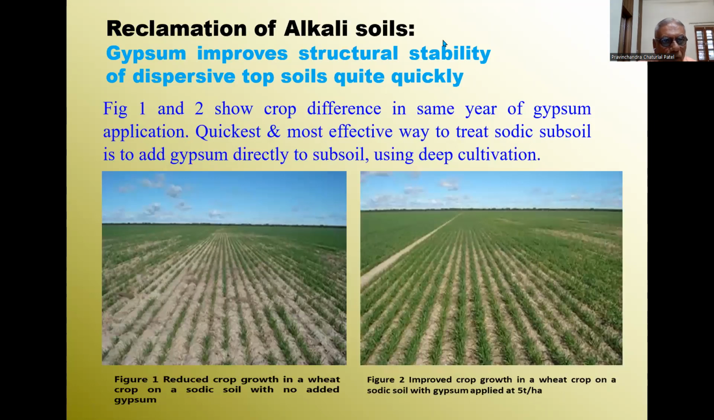Then reclamation of the sodic soil: gypsum improves the structure stability of dispersed soil quite quickly. Figure 1 shows that on the right side there is an application of 5 tons of gypsum, so you can see the growth of the wheat crop. Here the gypsum is not applied, so you can see the white crust and poor growth of the wheat crop, whereas on the right side, the better growth of the wheat crop is due to the application of 5 tons of gypsum per hectare.